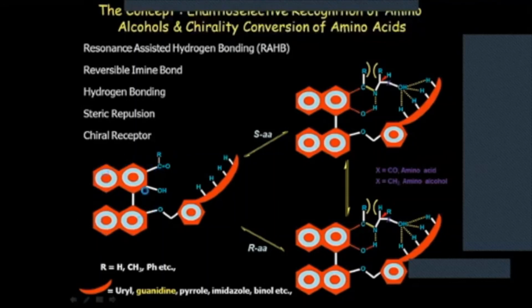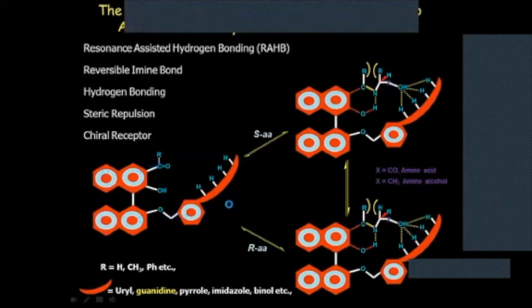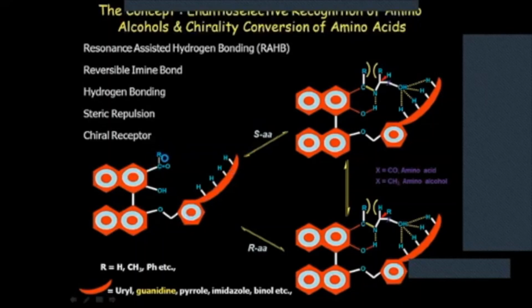So this is a typical BINOL, which is an axially chiral molecule, which contains an aldehyde group and a hydroxy group and a pendant or hanging group of hydrogen bond donors. This aldehyde reacts with an amino acid, which has an amine group, so it forms an aldimine or an imine. And it forms a resonance assisted hydrogen bond with this OH. So that is covalent bonded, and this hydrogen bond is called the non-covalent interaction.